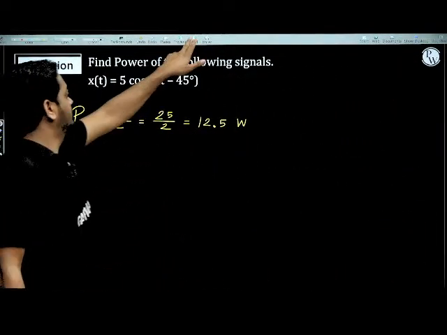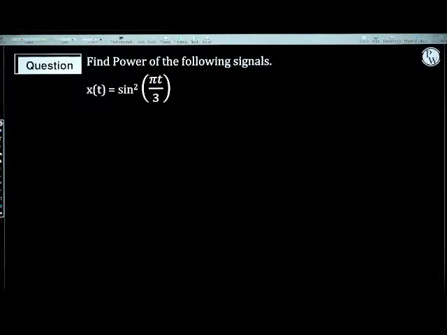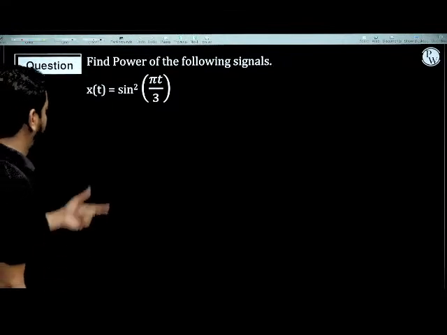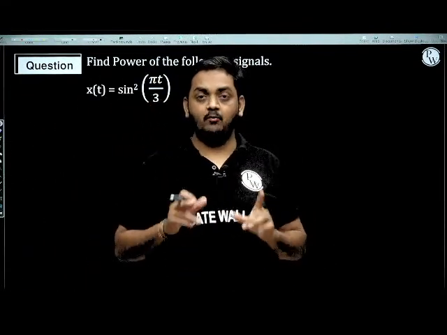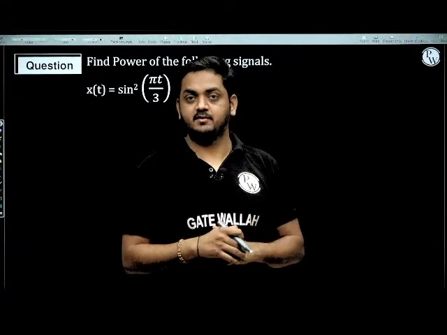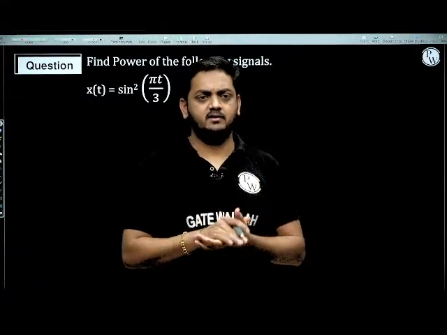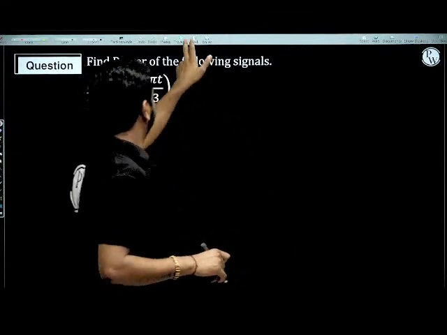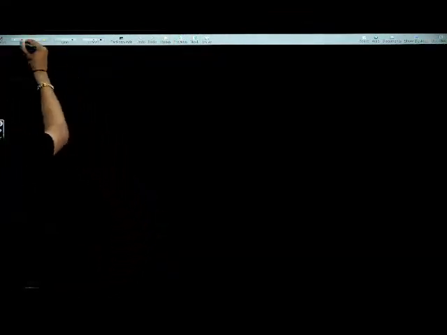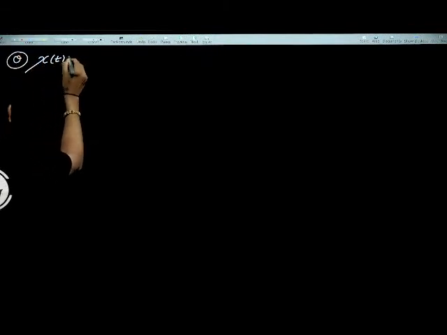Now next question. Now what is the power of this function, guys? This is very much important. From now onwards, I am going to provide a very important concept, and we can expect this type of question in the GATE exam. So see here, what is the concept? Let us consider this question.